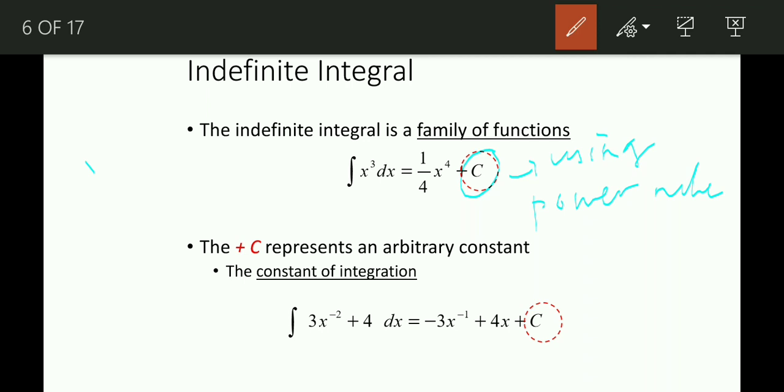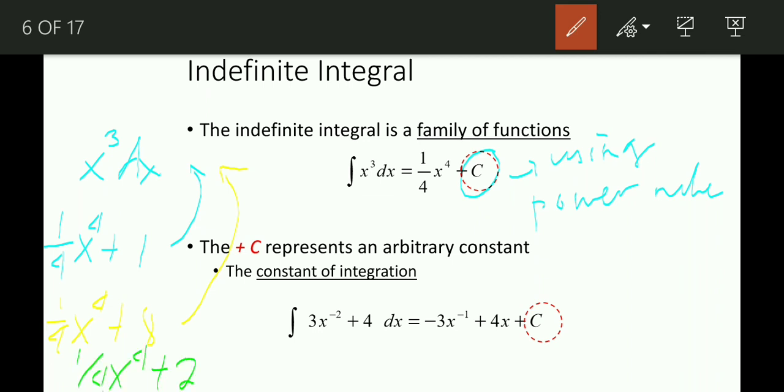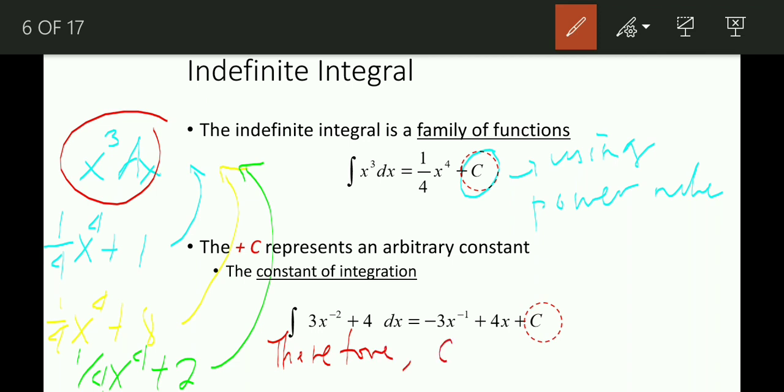If we will derive 1/4 x to the 4th plus 1, the derivative will be x cubed dx. If we will derive 1/4 x to the 4th plus 8, the derivative will still be x cubed dx. If we will derive 1/4 x to the 4th plus 2, the derivative will also be x cubed dx. There are many functions that will come up to the same derivative, so that is why we use the arbitrary constant to represent no specific constant value in the indefinite integral.